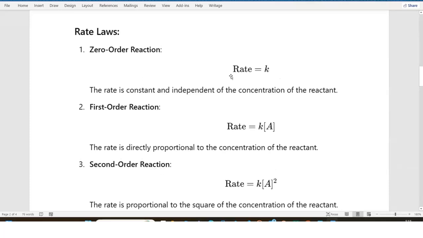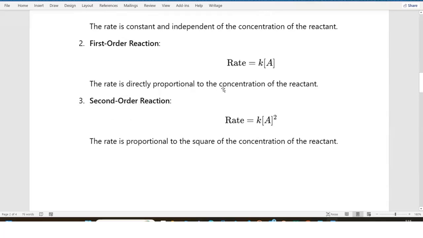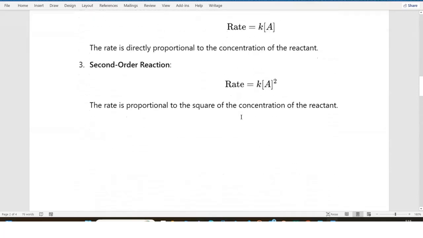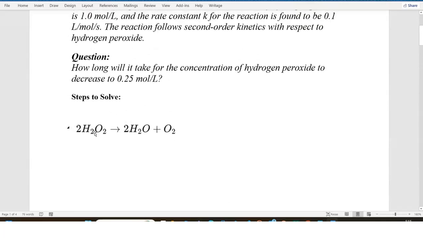So for zeroth order, the rate is equal to k. For a first order reaction, the rate is equal to k times the concentration of A. Then the rate is directly proportional to the concentration of the reactant. That's the statement. Then the one that we are supposed to use is the second order reaction, where the rate is directly proportional to the square of the concentration of the reactant.